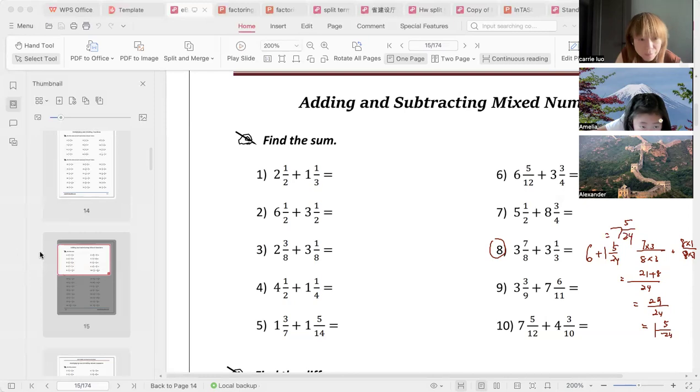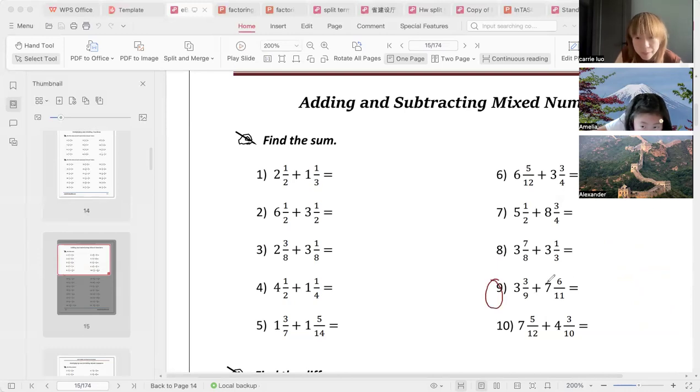Amelia, did you do the same thing? Amelia? Yes, we use this method. Okay, let's take a look at number 9 and 10. Use my method and do it again.